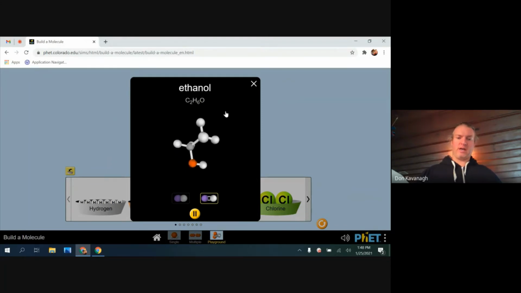Here you can kind of count. In this carbon here, we can see 1, 2, 3, 4 bonds. In this carbon, we can see 1, 2, 3, 4 bonds. And in the oxygen, we can see 2 bonds. And note that the hydrogens are only bonded once.